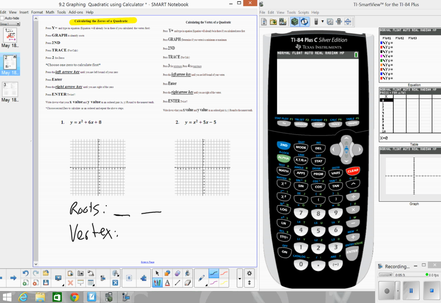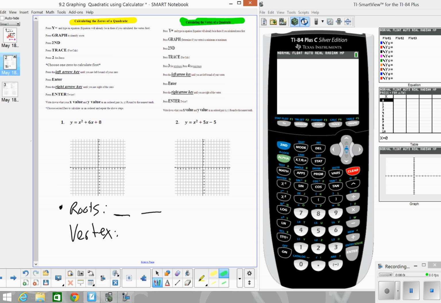The vertex is going to be an ordered pair, as well as each root is going to be an ordered pair. Now, I have two different sets of directions. One is to figure out the roots, which is my left set of directions. My right, which I will highlight in green.